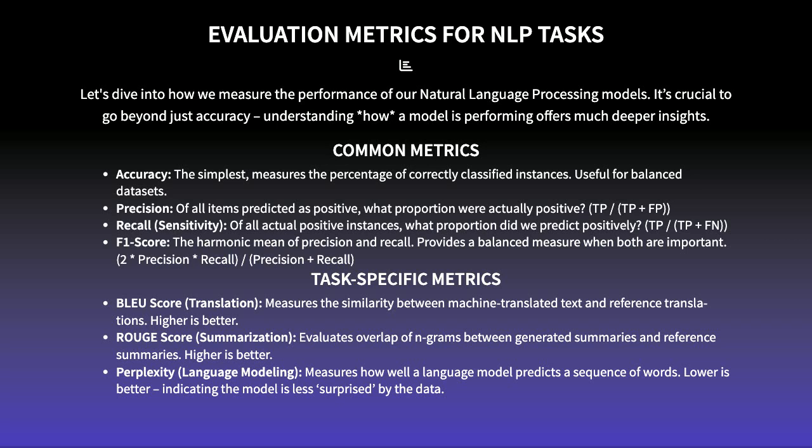The F1 score balances these two, and then we have task-specific metrics like BLEU for translation, which looks at how similar the machine's output is to human translations, or ROUGE for summarization, looking at overlap between generated summaries and what a good summary should look like. Perplexity helps us understand how confident our language model is in its predictions. Lower is generally better.